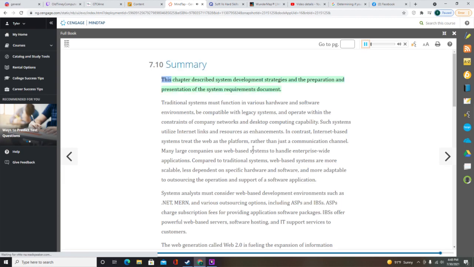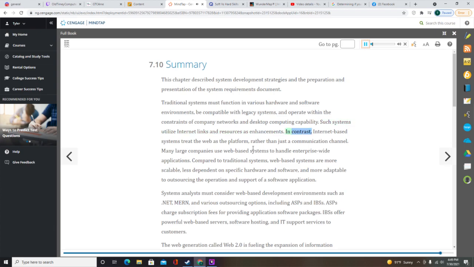Summary. This chapter described system development strategies and the preparation and presentation of the system requirements document. Traditional systems must function in various hardware and software environments, be compatible with legacy systems, and operate within the constraints of company networks and desktop computing capability. Such systems utilize Internet links and resources as enhancements.